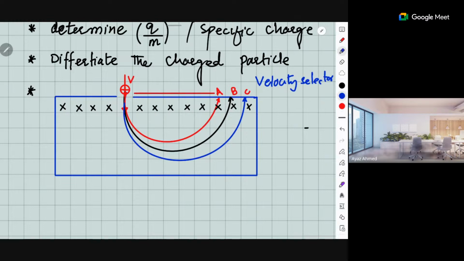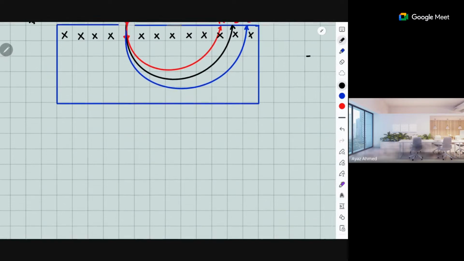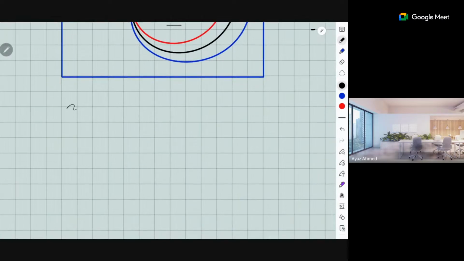Let's say this is Ra, this black one is Rb, and this blue one is Rc. So all these charged particles have different deflection. The concept behind that, as I described, is that when a charged particle is in a magnetic field, it experiences a force, and that force keeps it moving in a circular path. So in chamber A, the velocity selector area, the velocity is equal to E by B.